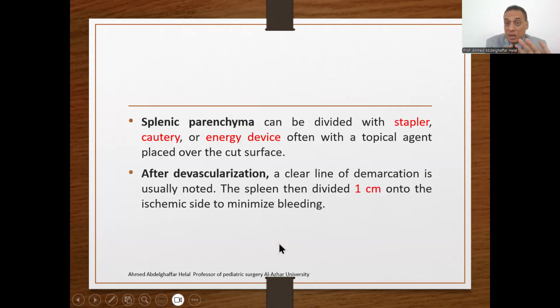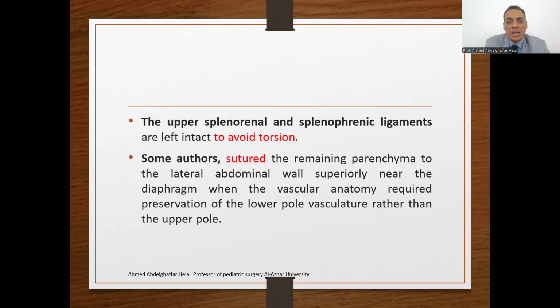The splenic parenchyma can be divided with a stapler, cautery, or energy device, and often with a topical agent placed over the cut surface to avoid bleeding. After you perform devascularization, a clear line of demarcation is usually noted and the spleen is divided about 1 cm onto the ischemic side to minimize bleeding. The upper splenorenal and splenophrenic ligaments are left intact to avoid torsion of this part of the spleen.